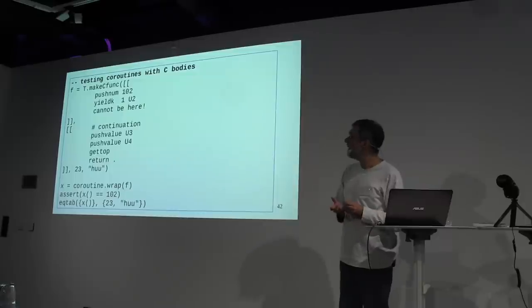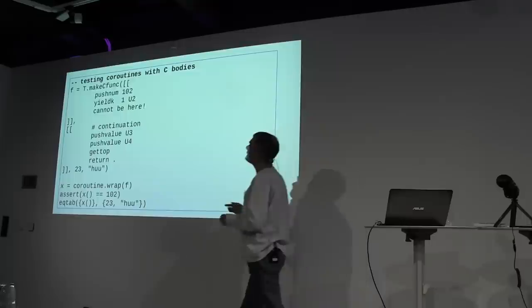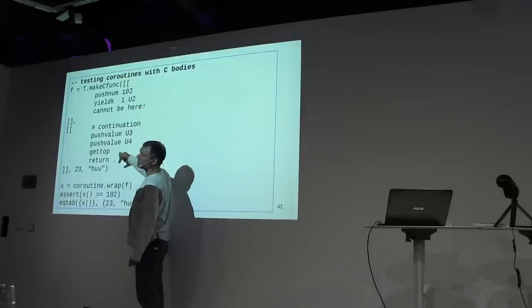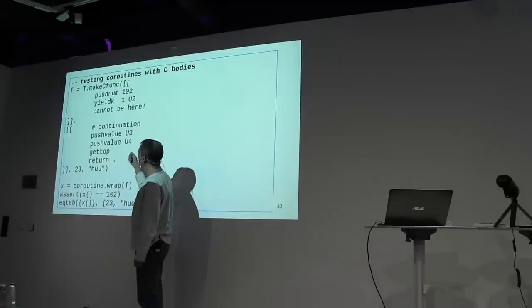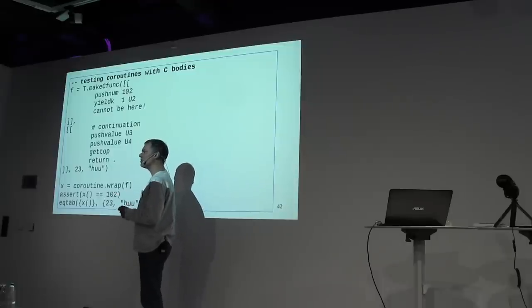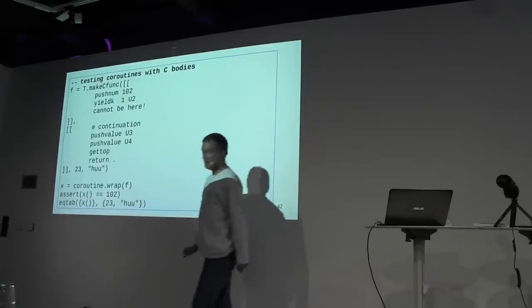And this is an extra: we can test coroutines with C bodies. We can give two pieces of code, one is the standard function, the other is the continuation that we call when the coroutine is interrupted and resumed. This is a very, very particular, very deep thing inside the coroutine implementation, that you can have C functions interrupted and recovered later. And you can test all this stuff.